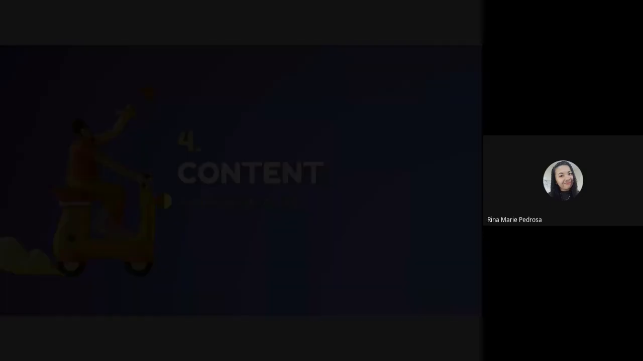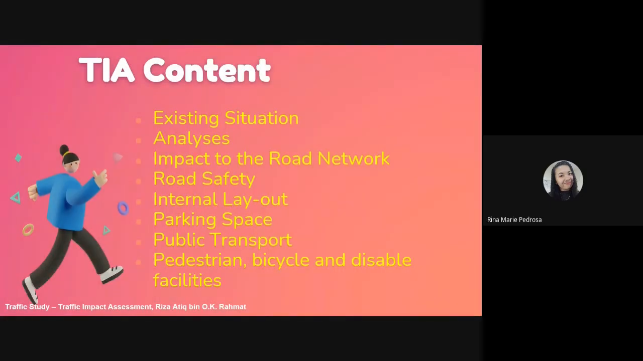So let's have the content of a TIA. This is an example from the traffic impact assessment of Riza Atik bin OK Rahmat. I think this one's Malaysian. So the setting is in Malaysia. So the content they have here: the existing situation, the analysis, impact to the road network, road safety, internal layout, parking space, public transport, pedestrian, bicycle, and disabled facilities.